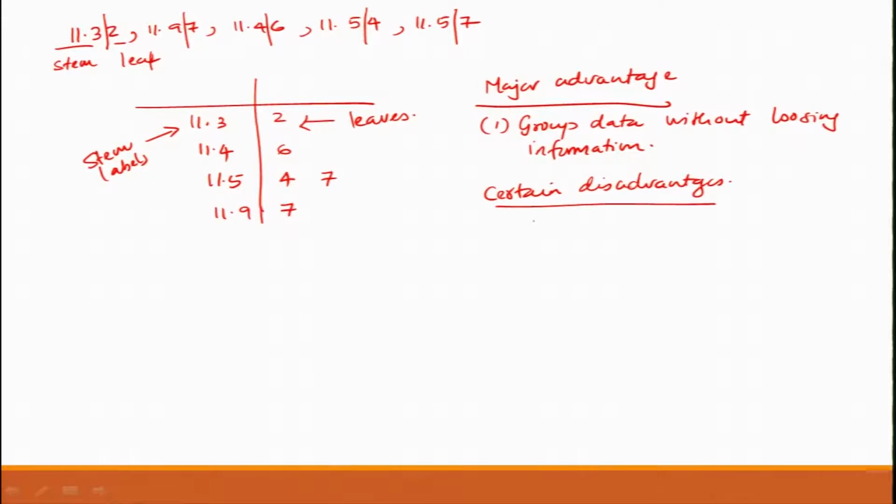Number 1, too many data will result in crowded leaves, since you are putting the last digit values and you keep on putting it for a large set of values. So, typically this number is couple hundred, 200 to 300 data values, above which it starts looking really crowded.